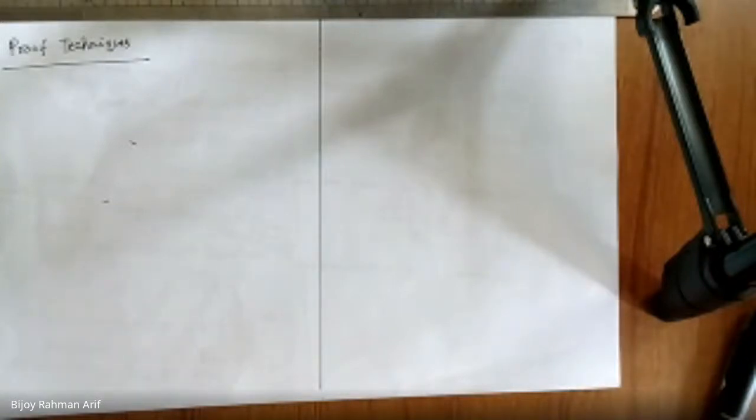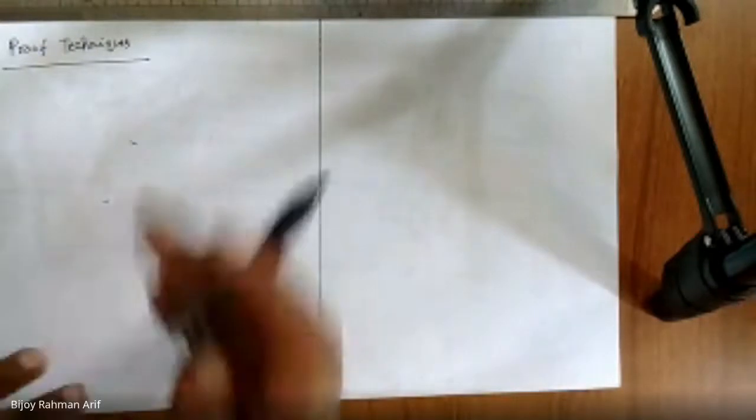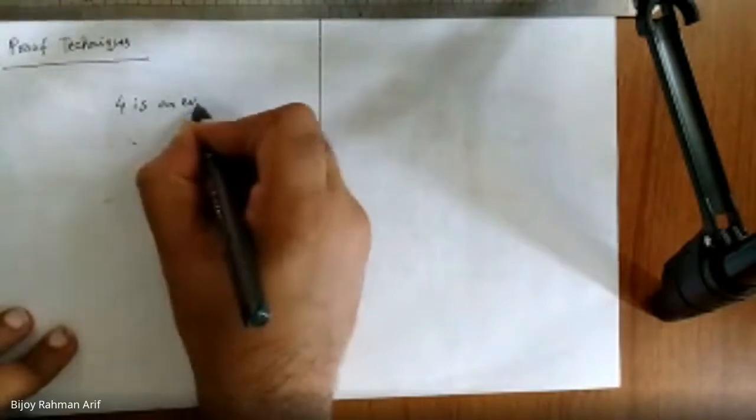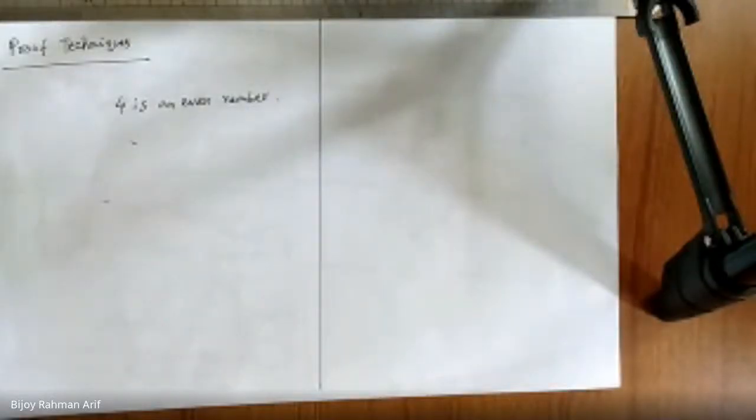So what is proof technique? What is proof? How do we prove something? Let's assume I say 4 is an even number. How can you prove that one?